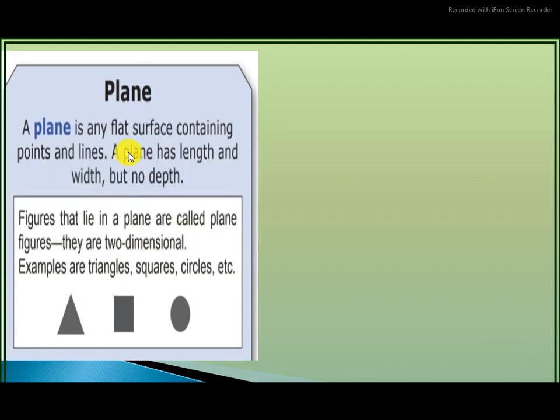A plane. A plane is any flat surface containing points and lines. A plane has length and width but no depth. So if they have a height, they become a three-dimensional shape. So all the two-dimensional shapes are planes, like triangles, squares, circles, trapezium. When you have the third dimension, that is depth, the height, it becomes a three-dimensional solid shape.